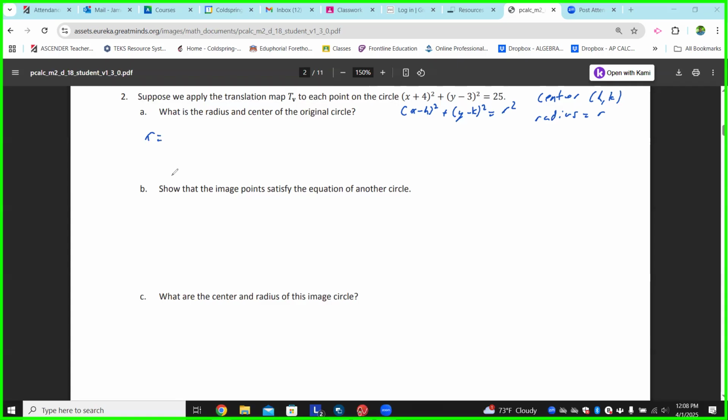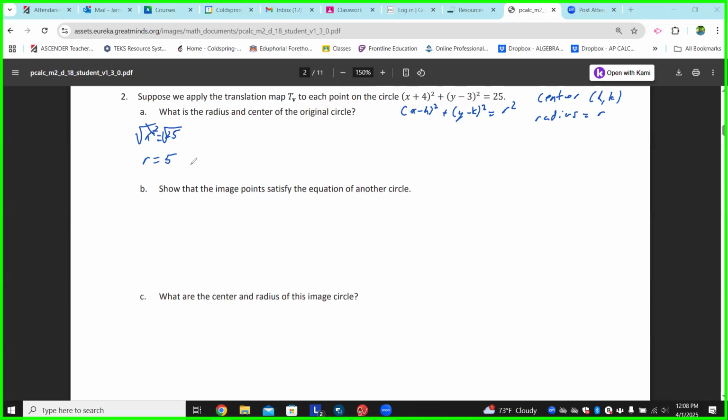5. Why is it 5? Very good. The formula is r squared. So if you want to know what the radius is, you would take the square root of it. So if r squared is equal to 25, take the square root, I now get r is equal to 5. So my radius in this situation is 5.